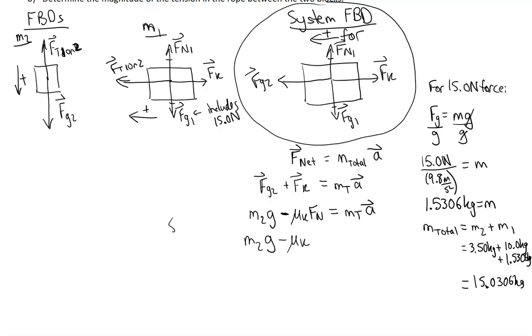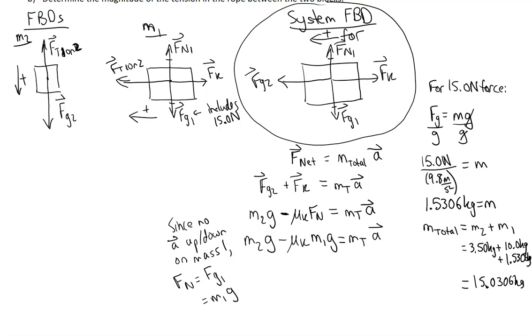So since there's no acceleration up or down on that second mass, that means that Fn must be equal in magnitude to Fg1. So we can say that because Fg1 is equal, that means that it's m1 times g. Now keep in mind that that m1 is now 10 kilograms plus 1.5306 kilograms, because we've added to that total mass.